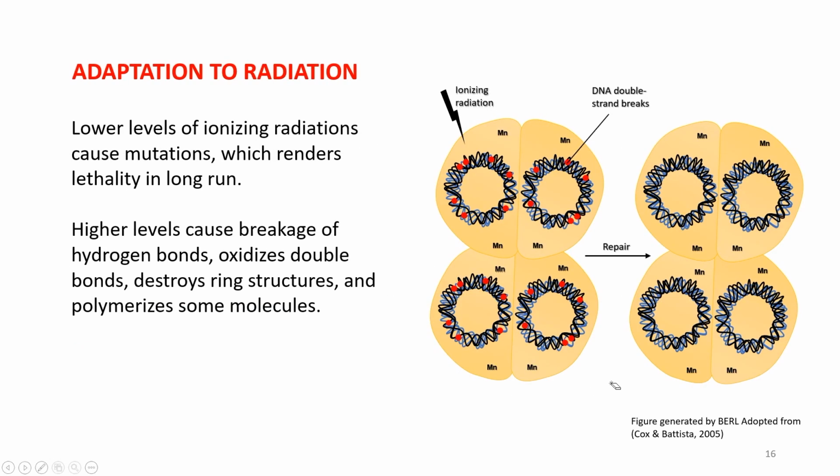How do microorganisms adapt to radiation? Lower levels of ionizing radiation cause mutations, which render lethality in the long run. Higher levels cause breakage of hydrogen bonds, oxidize double bonds, destroy ring structures, and polymerize some molecules. So, you can see the DNA double-strand breaks occurring over here, but then there are repair mechanisms which restore these back.